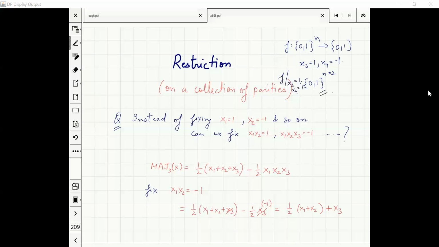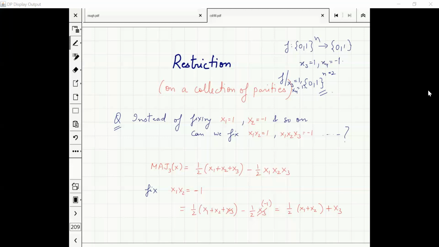Now, this was not fun enough for me, so I will generalize the definition of restrictions. I'm going to define more complicated restrictions. And luckily, you have seen such a restriction in your assignment. Let's, in some sense, see the solution of the assignment problem. What we are going to do is to fix parities now. Remember our old friends, our things by which we make the Fourier expansion. We are going to fix them instead of the variables.